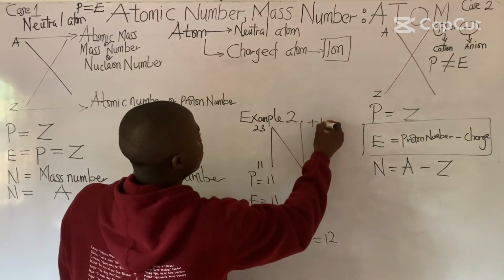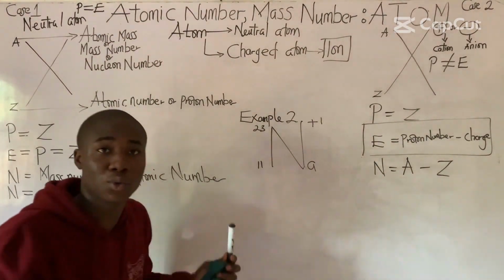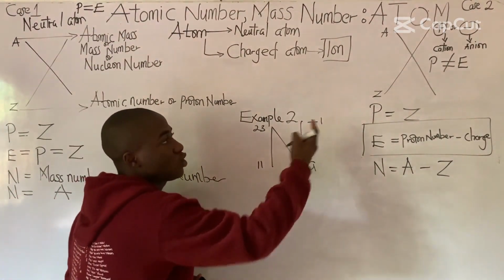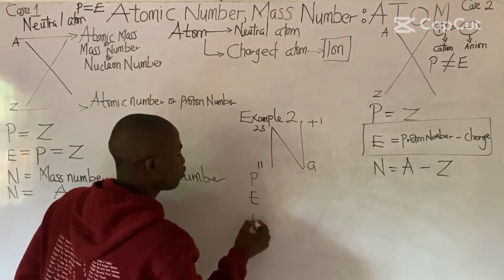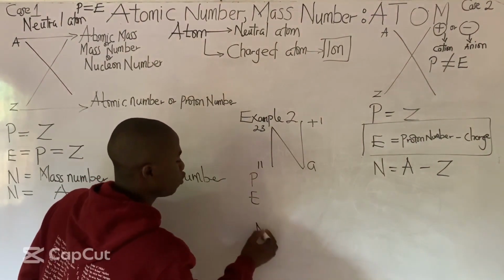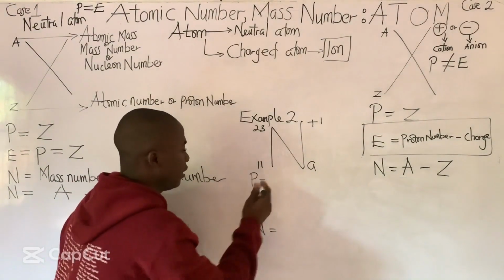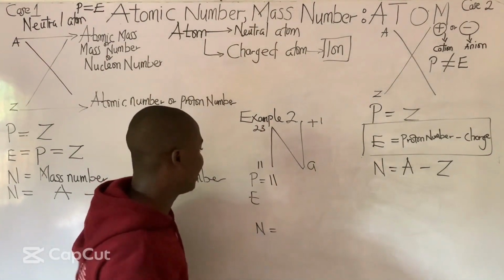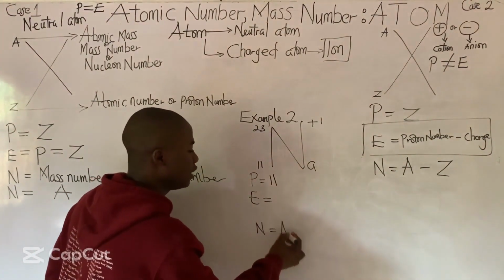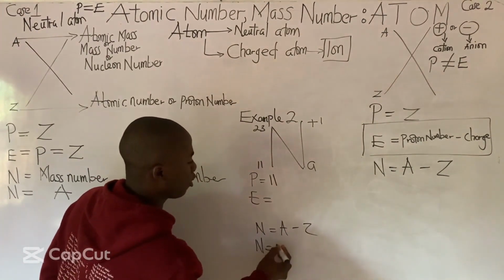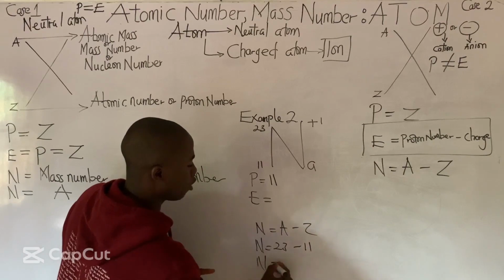But in this case, sodium now has a charge. How do we solve questions of this sort? To be precise, it's a +1 charge. So we write proton, electron, neutron. Remember, proton number is always the same as the value down here, which is 11. Electron number we can't solve now, so let's solve neutron first. We already know it's A minus Z. What's our A? 23 minus 11. So this becomes 12.